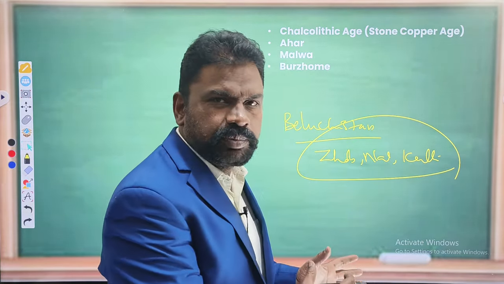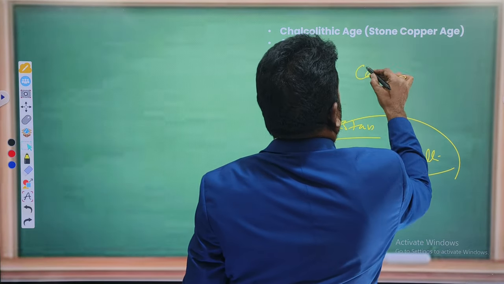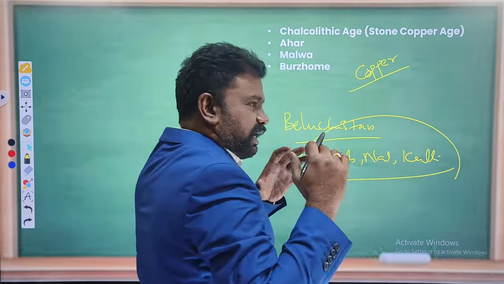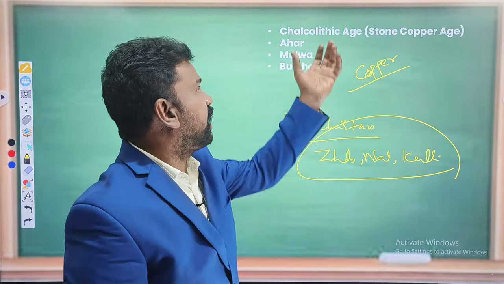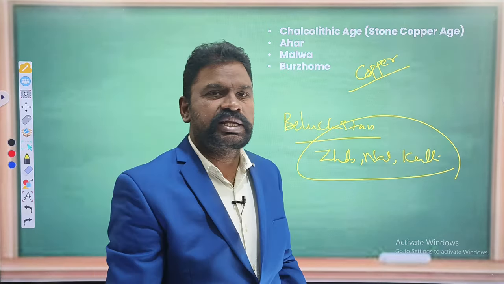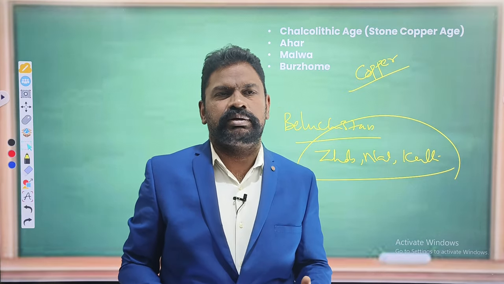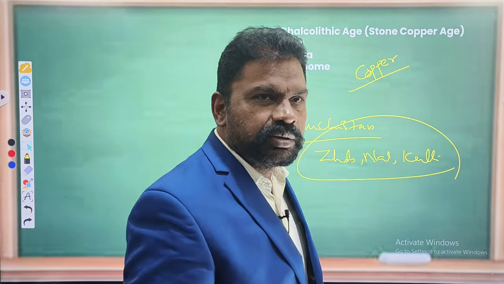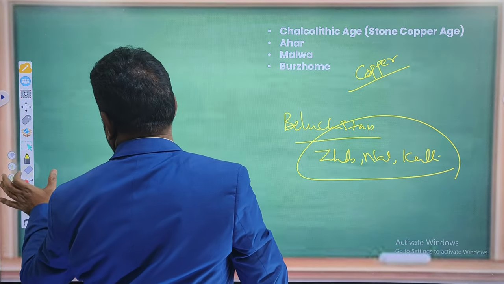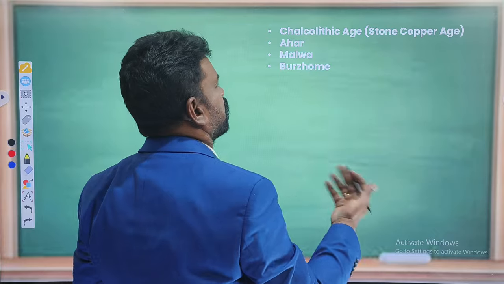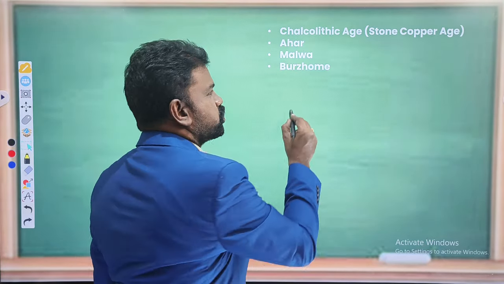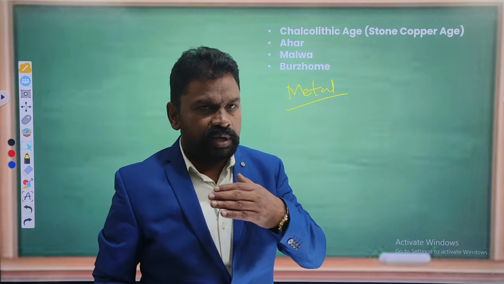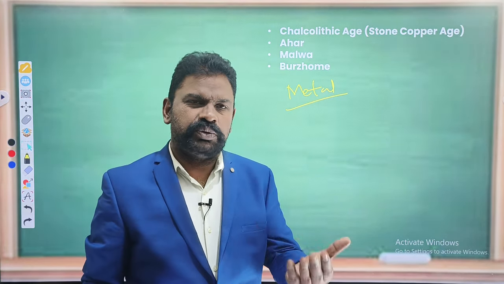After the Neolithic period comes the Chalcolithic period. Here people started to use copper. Chalco means copper, that's why this is called the Copper Stone Age. Different areas had different cultures, like Ahar culture, Malwa culture, Burzahom culture, Baluchistan culture, and different cultures in Rajasthan. Most of the characteristics of the Neolithic period were carried forward, but the main new thing was the use of the metal, copper.